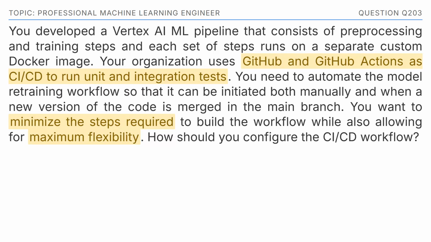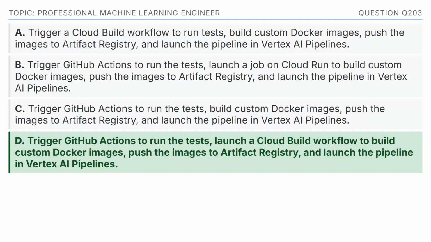To arrive at the correct answer, we focus on the keywords: GitHub and GitHub Actions as CI/CD to run unit and integration tests, minimize the steps required, maximum flexibility. The correct answer is option D, trigger GitHub Actions to run the tests, launch a Cloud Build workflow to build custom Docker images, push the images to Artifact Registry, and launch the pipeline in Vertex AI Pipelines.